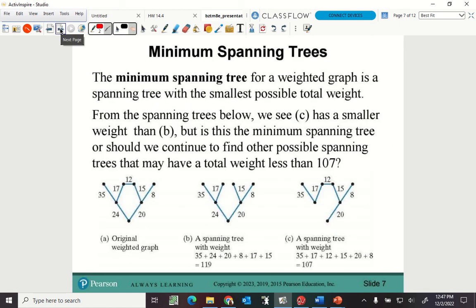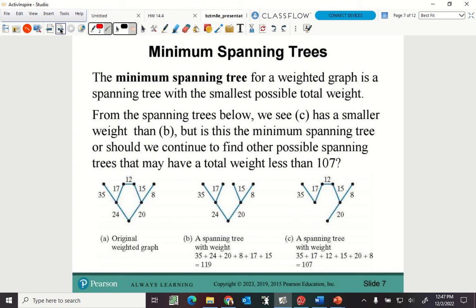Now, minimum spanning trees. Minimum means the smallest number. I want the smallest number. Minimum, the smallest number. A minimum spanning tree for a weighted graph is a spanning tree with the smallest possible weight. From the spanning tree below, we see that this one, C, has a smaller weight than B, but is it the minimum spanning tree, or should we continue to find other possibilities? Trees that may have total weight less than 107.